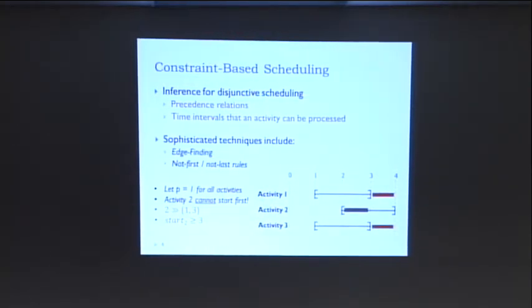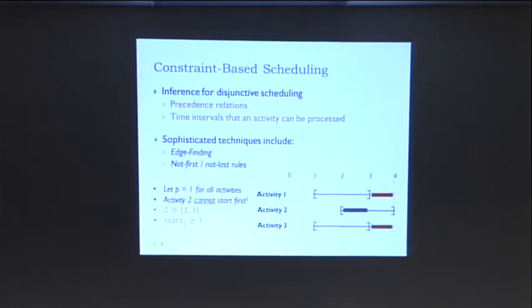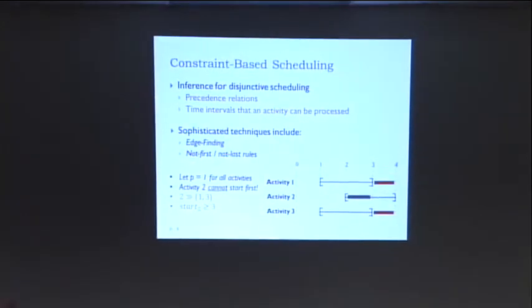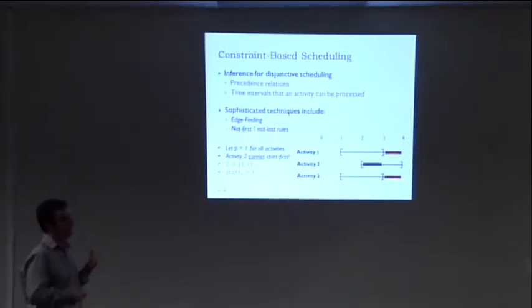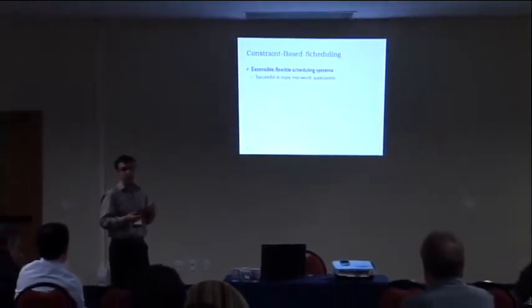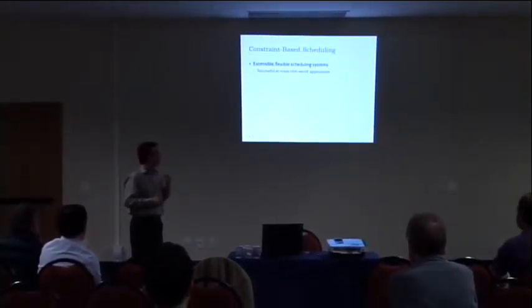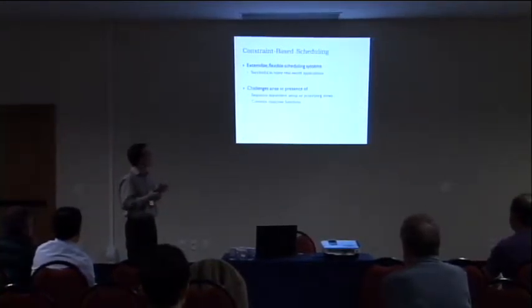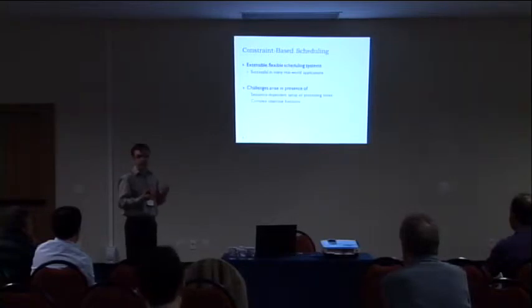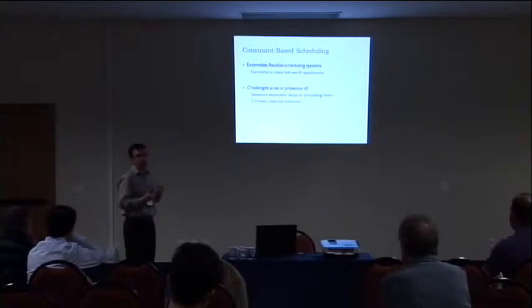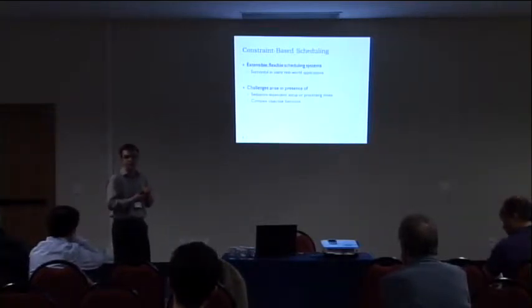Now, there have been several sophisticated techniques already. The most popular ones, I believe you might already know, are edge finding and not-first, not-last, especially edge finding. These techniques are very popular, and they are actually used in several real industrial applications, but they have several issues. These issues appear when you have sequence-dependent setup times or processing times, or more complex objective functions. This usually happens when you're trying to solve routing problems, or other types of problems where the data is very much sequence-dependent.